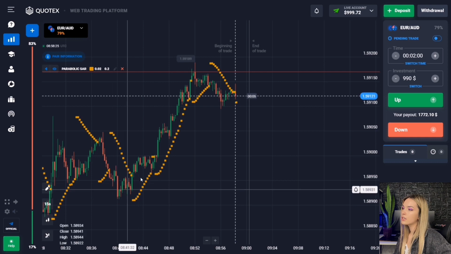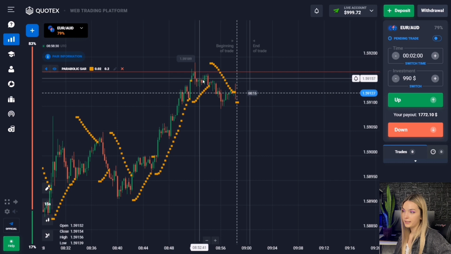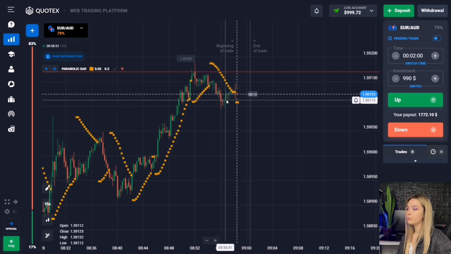Here we see that there was a good confident uptrend, and also after touching the resistance level there was a pullback down, and after the pullback the price turned around and moved up again.